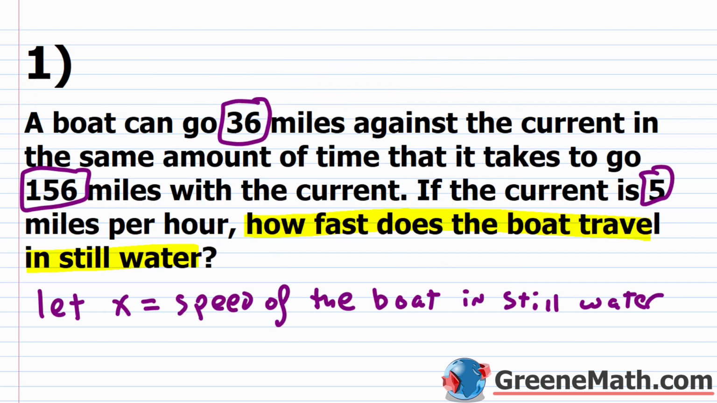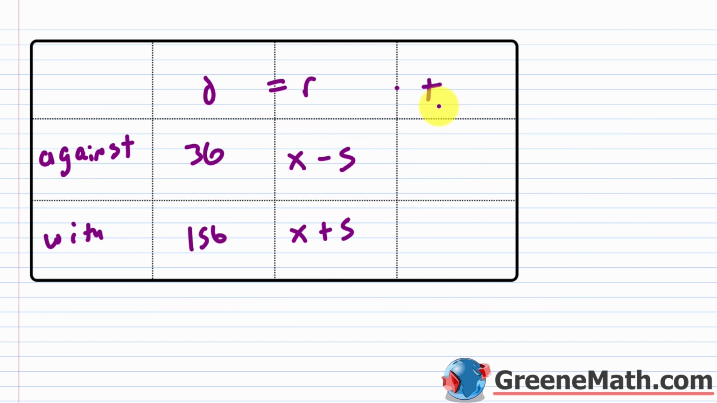So let's go back up and let's think about this. Are we told anything specifically about the time? Well, yes, but it doesn't actually help us to model time. It says here the same amount of time. Okay, so the same amount of time. We're going to use that to set up an equation, but we can't really use that to model the time.